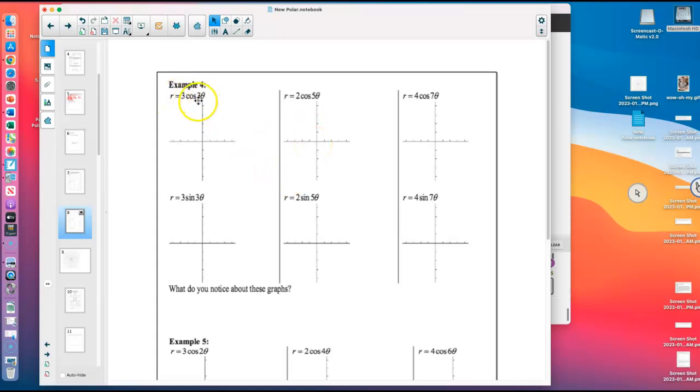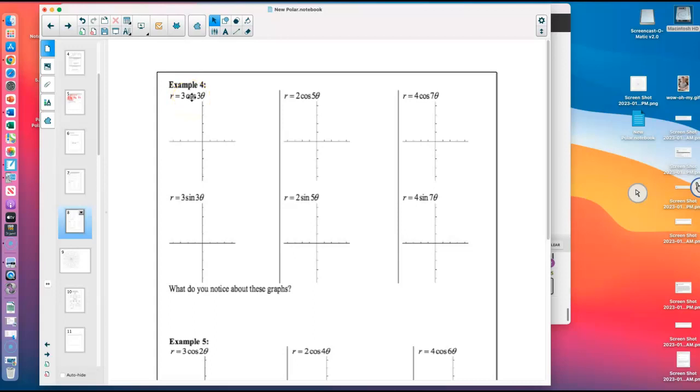And by the way, what's the most this can ever be? 3, correct? Since we set ourselves to go out to 4, we should be good. What did this make? A flower. They're called rose curves. A butterfly. What? Mine made a bumblebee. No, they should all make flowers.